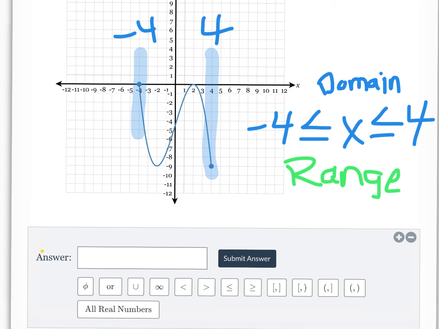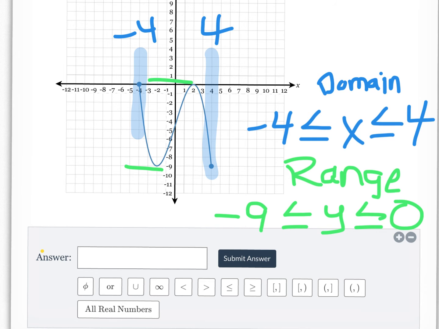So then the range, because we know that the range is the y, if I look at my lowest y value, you see that it's -9. So I'm going to do y is greater than or equal to -9, because -9 is the lowest point on the graph. And then the highest point on the graph is right here at 0. So between -9 and 0. That means that y is greater than or equal to -9, but it's less than or equal to 0. So that's the inequality way of showing the domain and the range.